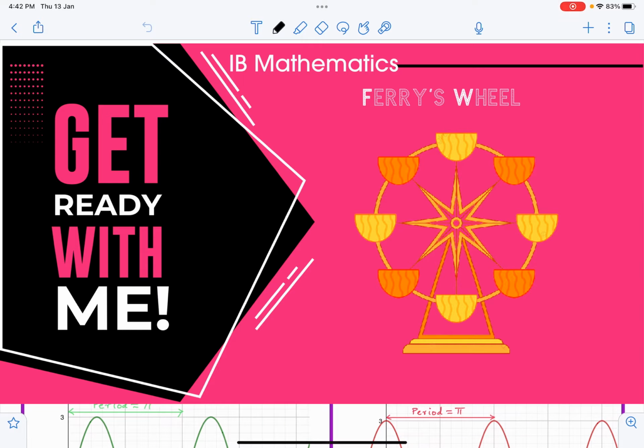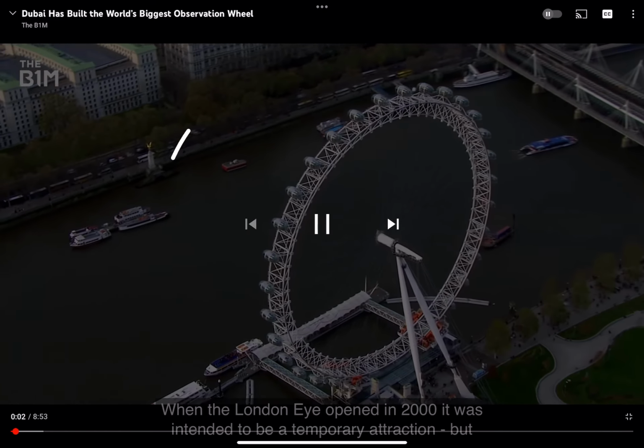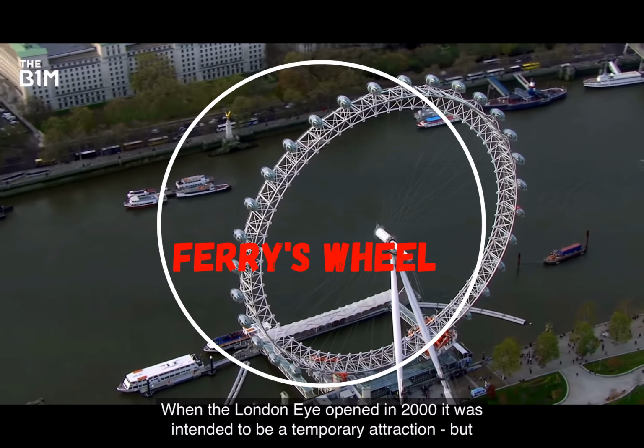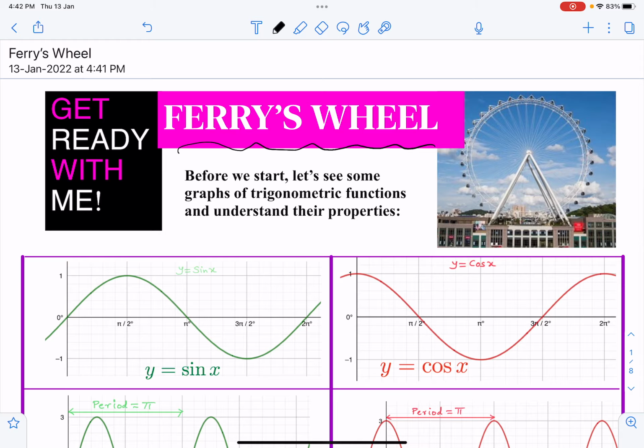Hello students, I am back here with a very important concept in trigonometry. Okay, are you ready? So get ready with me. It is about the Ferris wheel. In the Ferris wheel, you have to use trigonometry and model problems so that you can solve problems based on the Ferris wheel. But before we start, let us see some graphs of trigonometric functions because we will be dealing with the graph in this Ferris wheel.